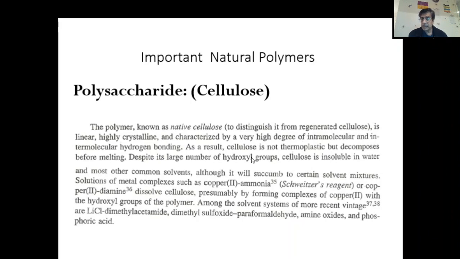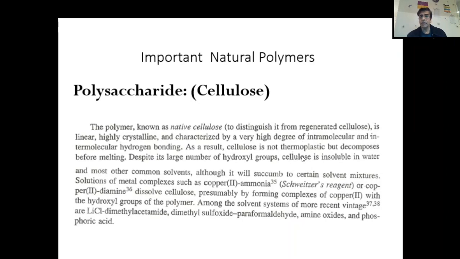That's why cellulose is not considered a thermoplastic, because this hydrogen bonding makes it like a cross-link, and that is why it actually decomposes before it melts. So it's kind of a thermoset. Not really a physical cross-linking, but because of the hydrogen bonding it behaves like that.